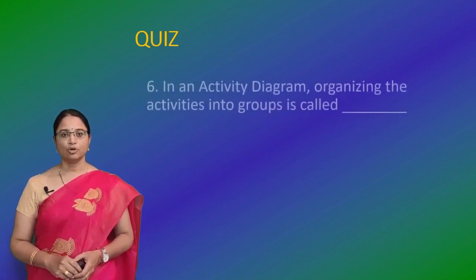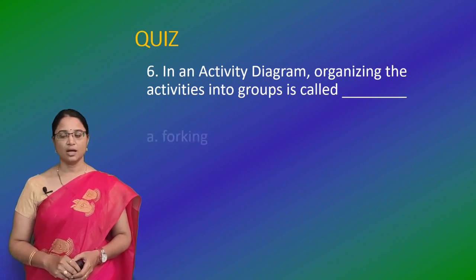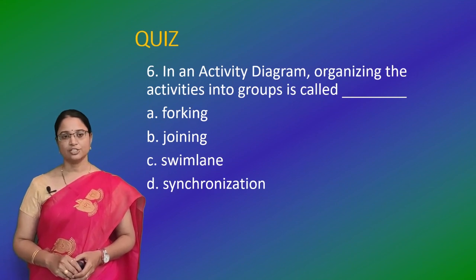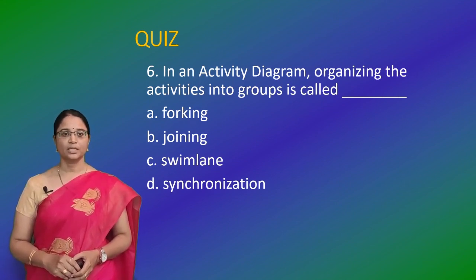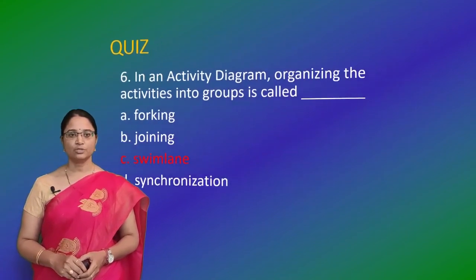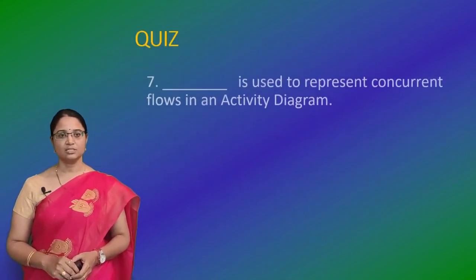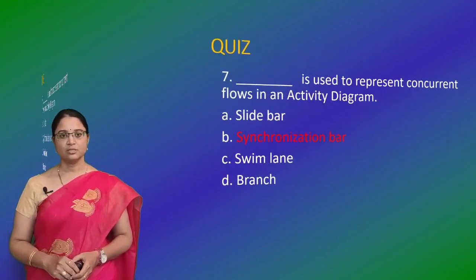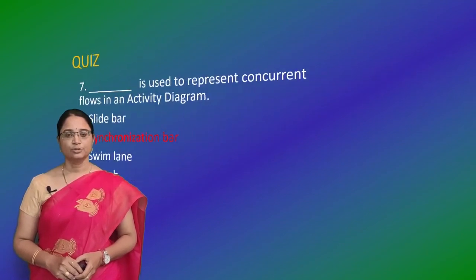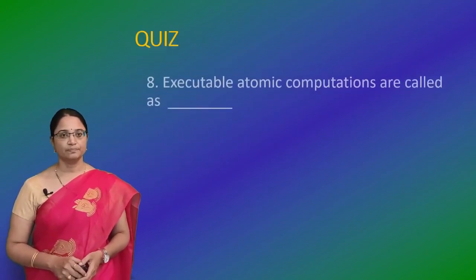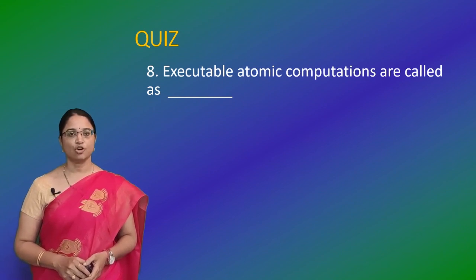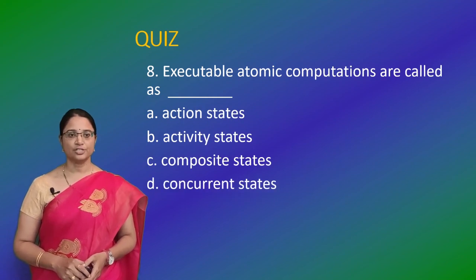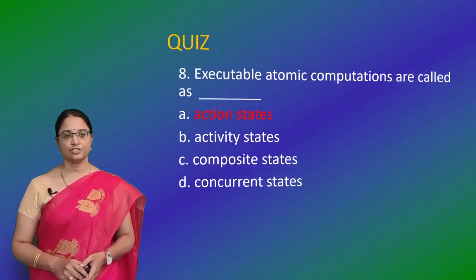In an activity diagram, organizing the activities into groups is called, options: forking, joining, swim lanes, synchronization. Option C, swim lane. Dash is used to represent concurrent flows in an activity diagram. The options are slide bar, synchronization bar, swim lane, branch. The answer is synchronization bar. Coming to the next question. Executable atomic computations are called a dash. Action states, activity states, composite states, concurrent states. The answer is action states.